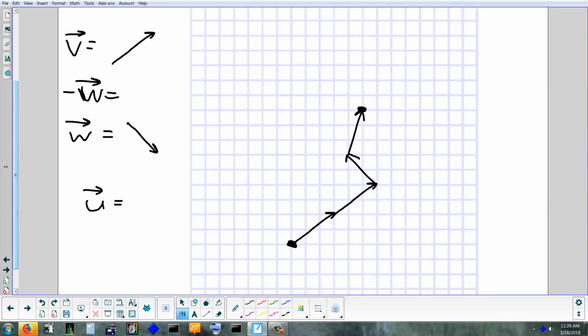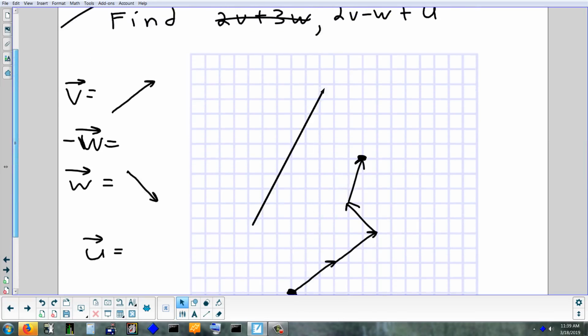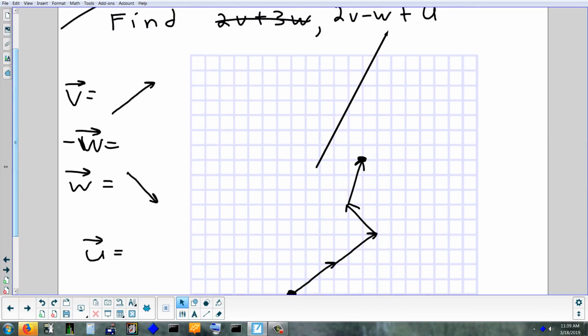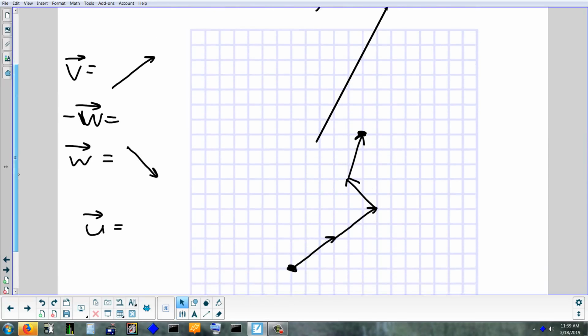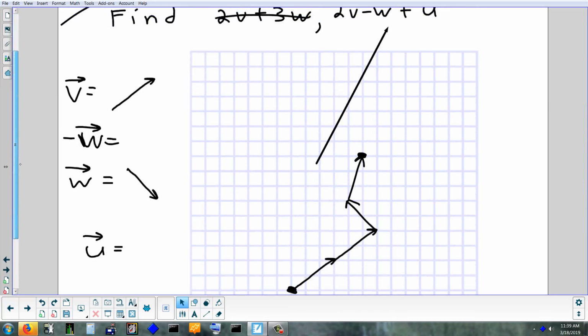Now, to get my final answer, what's my last step? Chris? Connect the two. Yep, and which one should I start at? The initial of the v. Yep. And end at the terminal of the u. So about like that. Okay, so again, the answer is a new vector, and it points in a new direction, combining all those together. Okay, any questions on that?